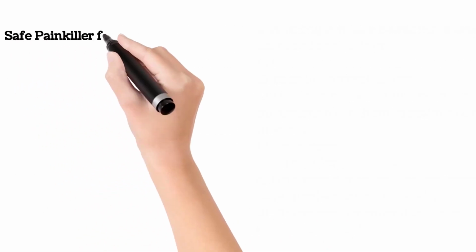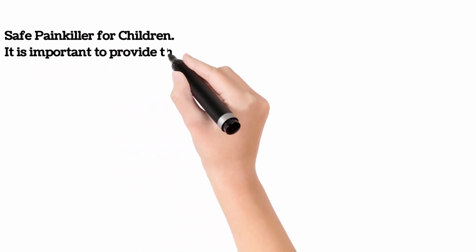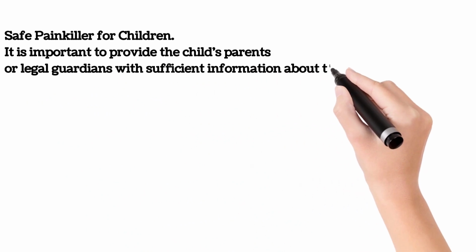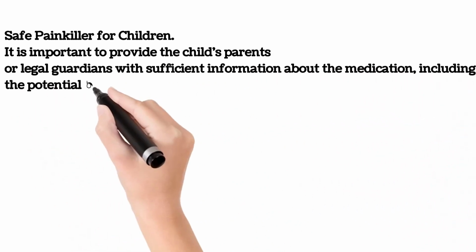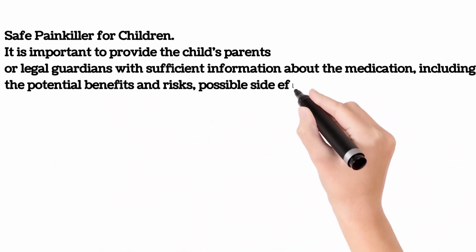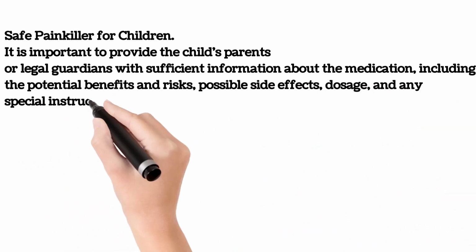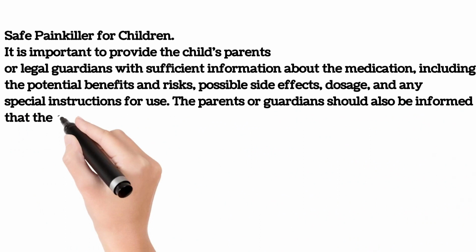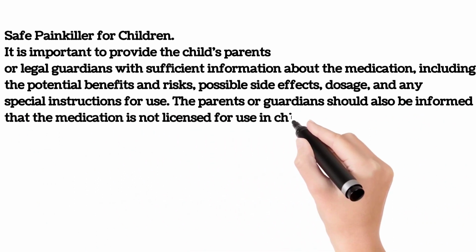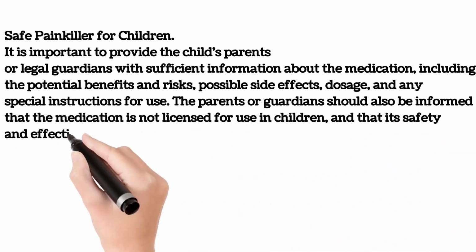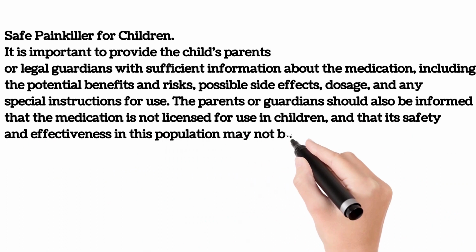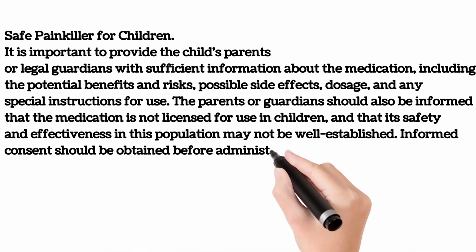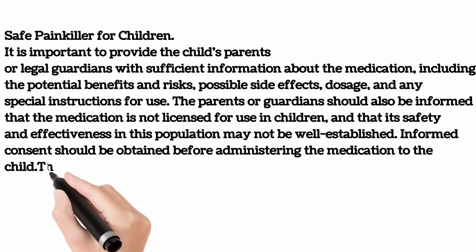Safe painkiller for children. It is important to provide the child's parents or legal guardians with sufficient information about the medication, including the potential benefits and risks, possible side effects, dosage, and any special instructions for use. The parents or guardians should also be informed that the medication is not licensed for use in children, and that its safety and effectiveness in this population may not be well established. Informed consent should be obtained before administering the medication to the child. The answer is B.